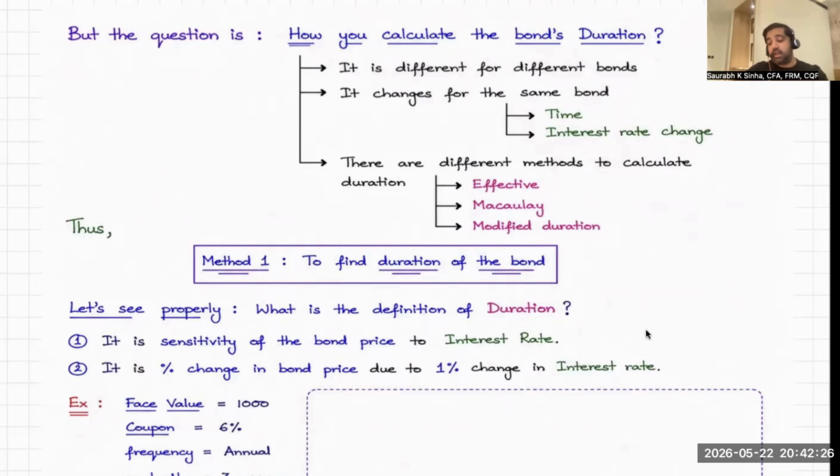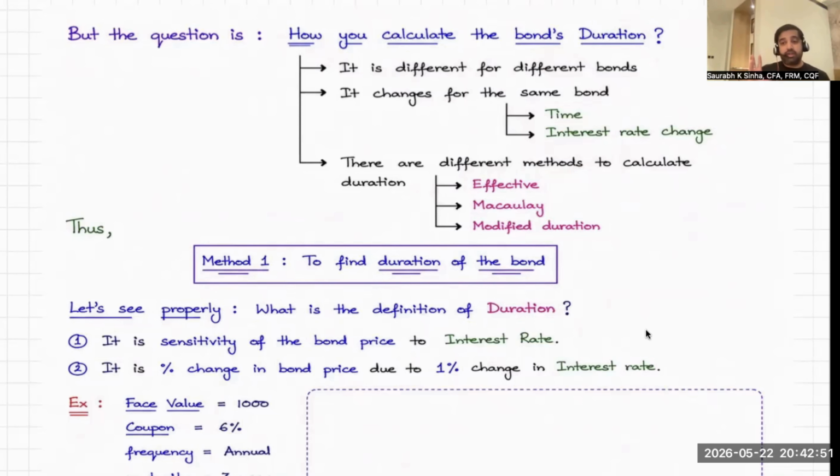The third challenge is that there are different methods to calculate duration. Effective duration, Macaulay's duration, modified duration. Which duration should we use? It depends upon the situation. We'll study that. And that's why we are going to spend significant time in understanding duration calculation properly.